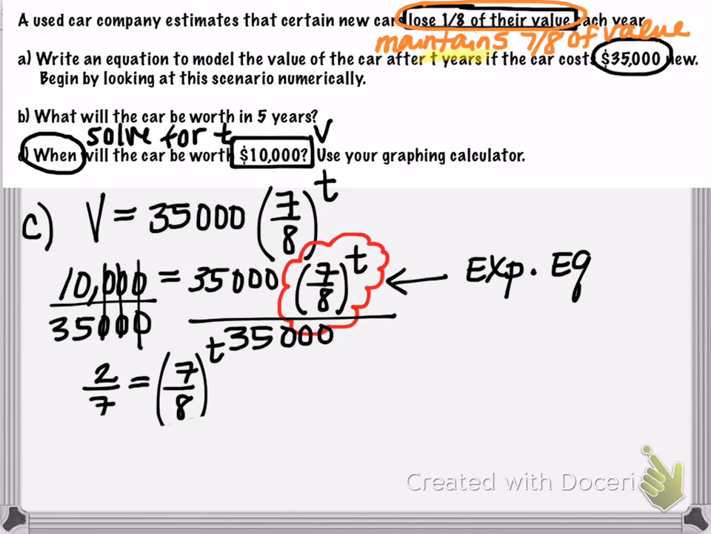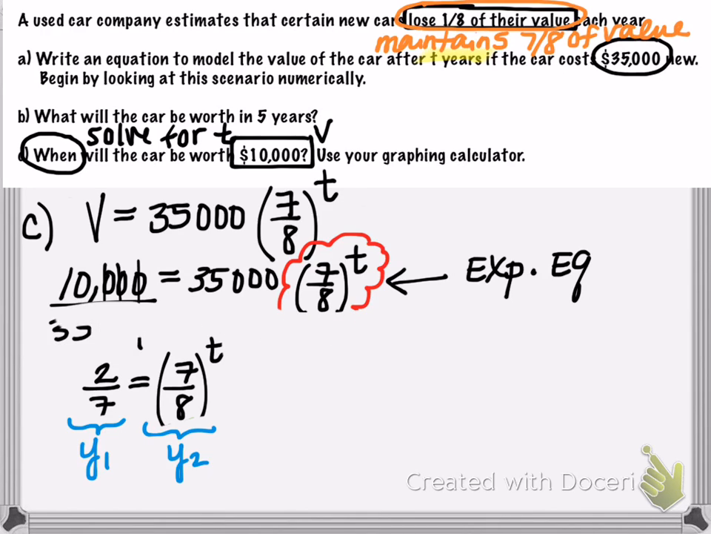So we're going to graph the left side in our y1 and graph the right side in your y2. So in your y1, go ahead and type in y equals 2/7. And then in your y2, go ahead and type in y equals 7/8 raised to the x power. So remember, you're not going to have to type in the t. You'll just type in 7/8 raised to the x power in your graphing calculator. And then what we want to do is calculate the intersection. So we're going to solve this graphically by using our graphing calculator to graph the left side of the equation and the right side, and then we're going to calculate the intersection.